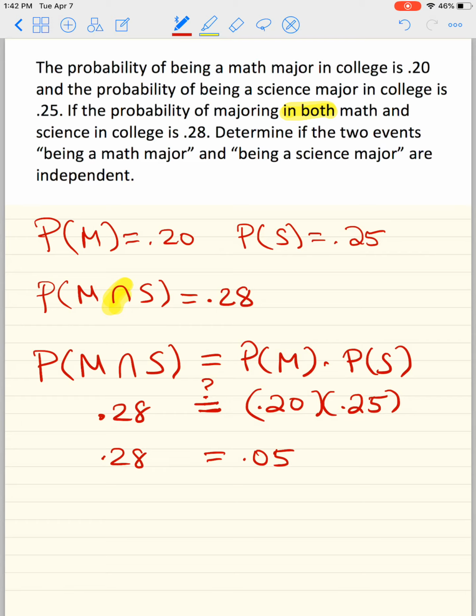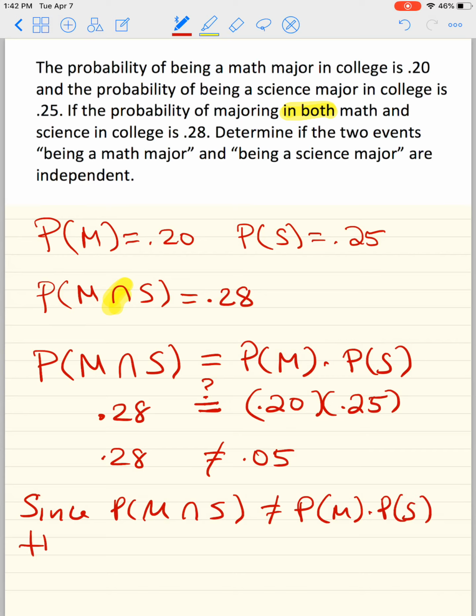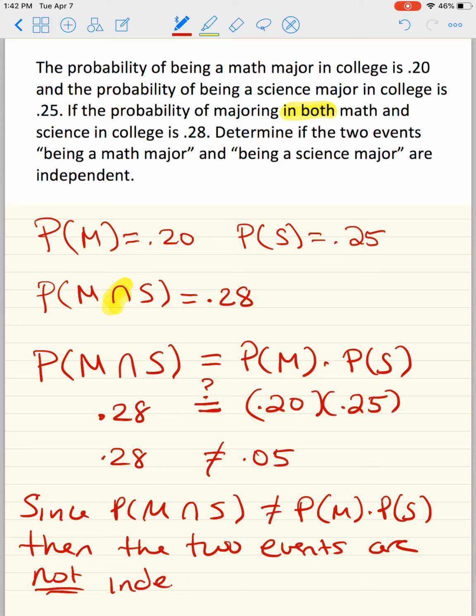And this guy here is 0.28. So since the probability of M and S does not equal the probability of M times the probability of S, then the two events are not independent. So if they're not equal, then they are not independent.